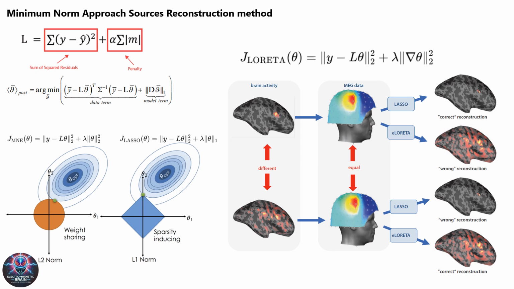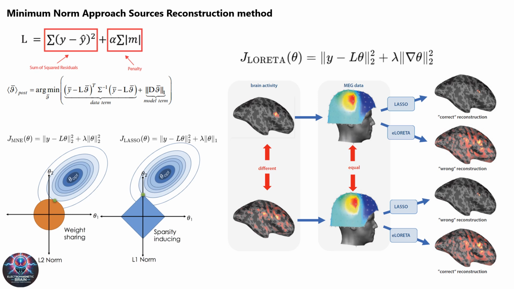MNE is useful for identifying distributed neural activity, such as in studies of sensory processing, attention, or resting state brain activity. It is particularly well suited for situations where the brain activity is expected to be spread across multiple regions. The goal is to estimate a continuous distribution of current sources across the cortical surface.